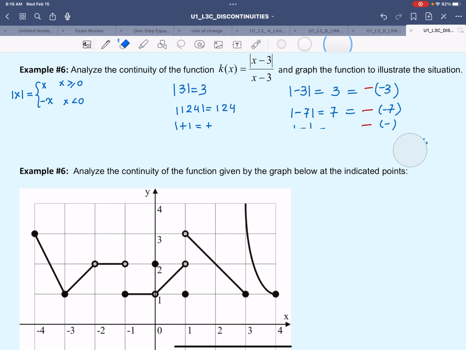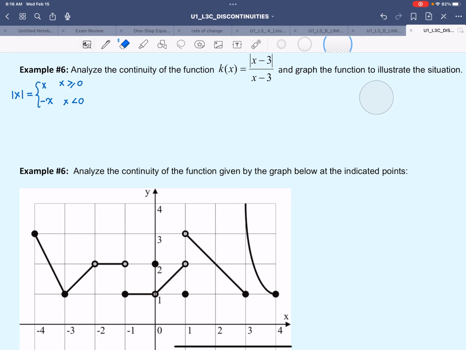Now, in our case, what we have is the absolute value of x minus 3. When we discuss the absolute value of x minus 3, it equals itself, so it is equal to x minus 3, when x minus 3 is positive or 0. Now, when does that happen? It happens when x is bigger than or equal to 3.